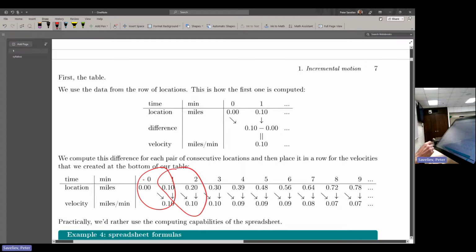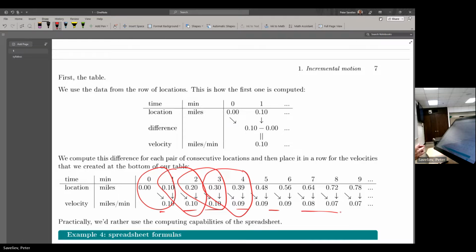And then 0.2 minus 0.1 is 0.1. Again, 0.3 minus 0.2 is 0.1. And that's how I'm producing the velocity in the second row. Once again, elementary, but tiresome and routine. So let's let the computer do it.